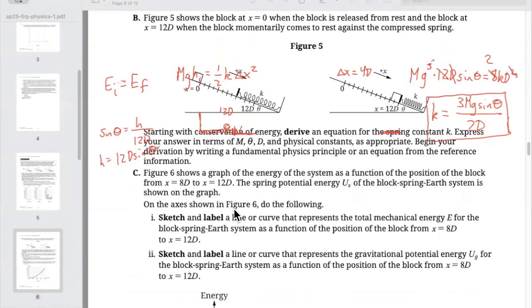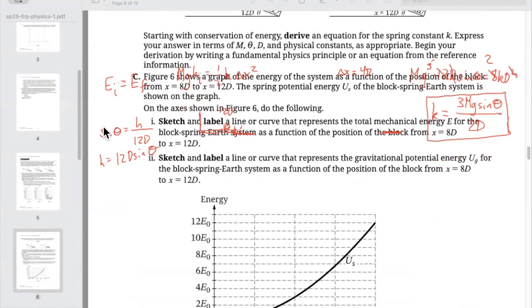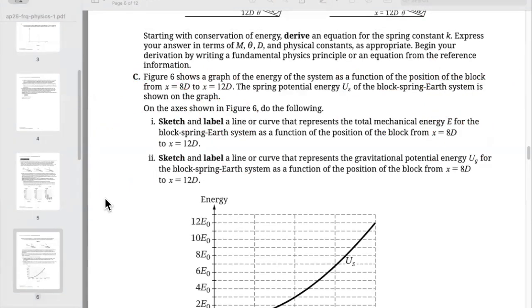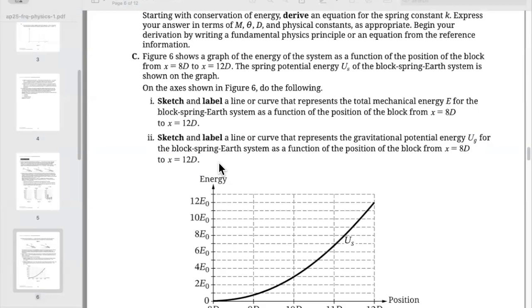Okay. Figure 6 shows a graph of one of the energies. Let me go ahead and clear that. Spring potential energy, that makes sense because it's a quadratic graph from 8D to 12D. Sketch and label the total mechanical energy for the block spring Earth system. Like we said, total energy is conserved, and since there's no friction, you should just have a straight line at 12E0 for the entire time for the block spring Earth system.